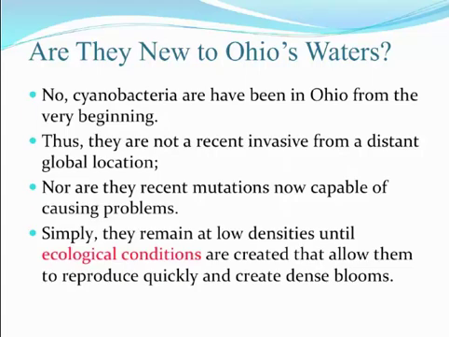Of course, I've gotten a lot of calls in the last year from newspapers and media. And they want to know, are they new to Ohio waters? No, cyanobacteria have been in Ohio from the very beginning. They are not a recent invasive from a distant global location like a lot of people hope for whatever reason. I guess it's a convenient excuse. Nor are they recent mutations capable of causing problems. Simply, they remain at low densities. They're present in all Ohio waters, but they remain at low densities until ecological conditions are created that allow them to reproduce quickly and then create these dense blooms.